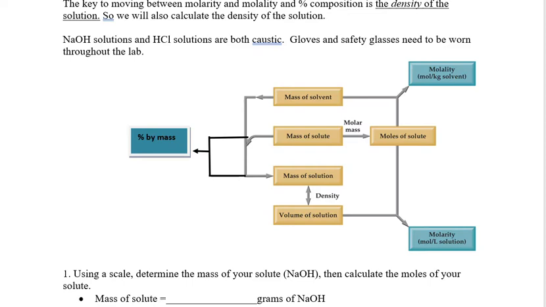Here is a picture of a map that I'm going to encourage you to think through. And by the way, I think it would be a really good idea if you commit this map to memory so that you can draw it out. It will be a huge help to you as you navigate from molarity to molality, or if you're trying to move from percent by mass to molarity. And so we'll start off by determining the density early, and then we'll go from there.